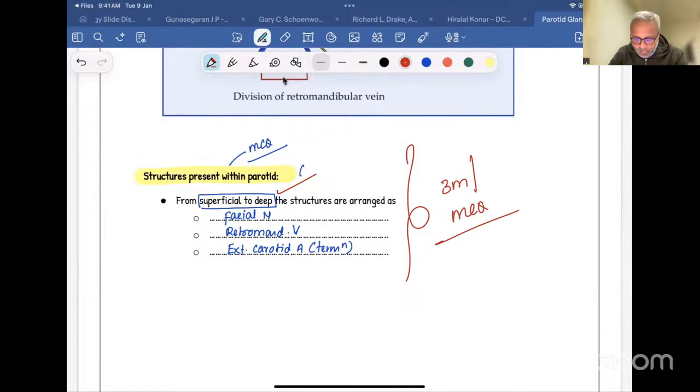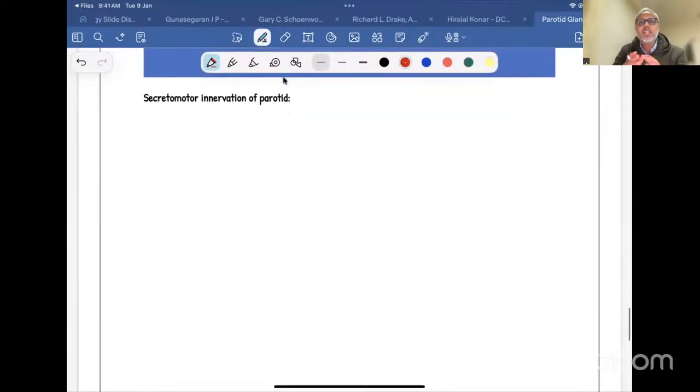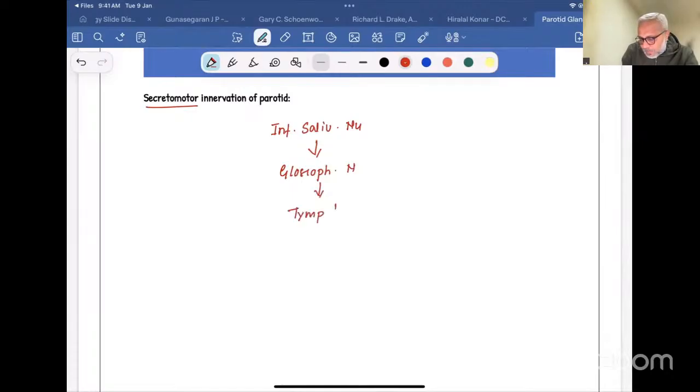Are we clear? Right. After describing everything else related to parotid, the last thing is to mention its innervation. Maximum marks will be kept for this. So let's try and understand the secretomotor nerve supply of the parotid. Remember, secretomotor nerve supply of the parotid starts with the inferior salivatory nucleus. This will carry the fibers to the glossopharyngeal nerve.